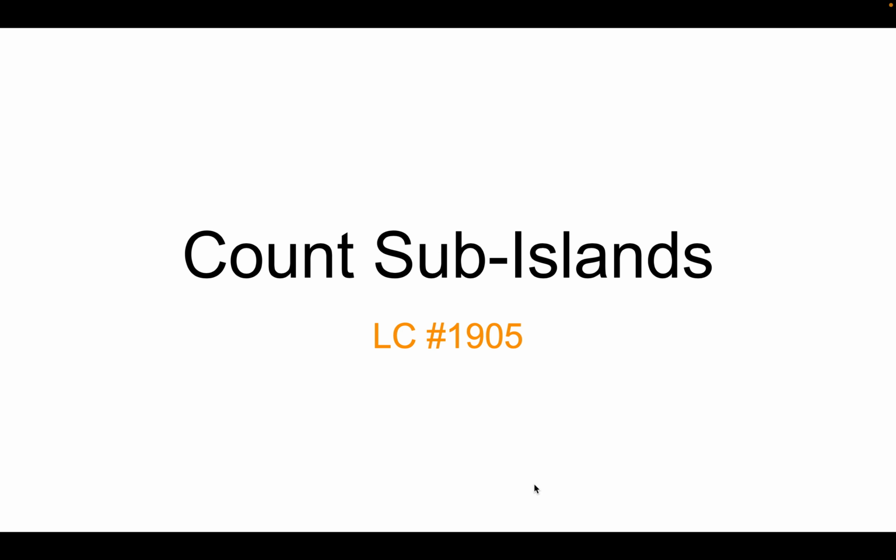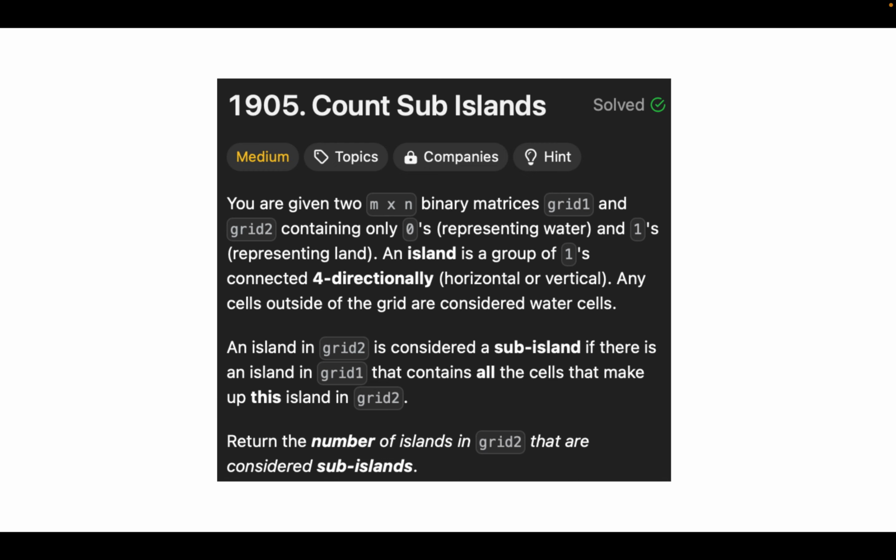Today's question is about counting sub-islands, Leetcode 1905. The question is as follows. You're given two grids. Both of these grids only contain ones and zeros. One represents land and zero represents water. A bunch of land connected together four directionally, which is horizontally or vertically, is considered to be an island. Anything outside is considered to be a water cell.